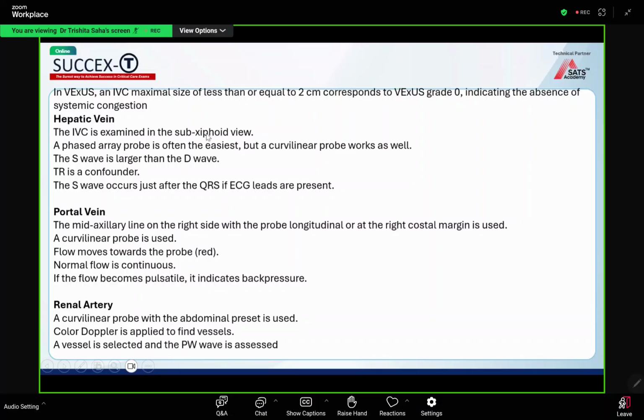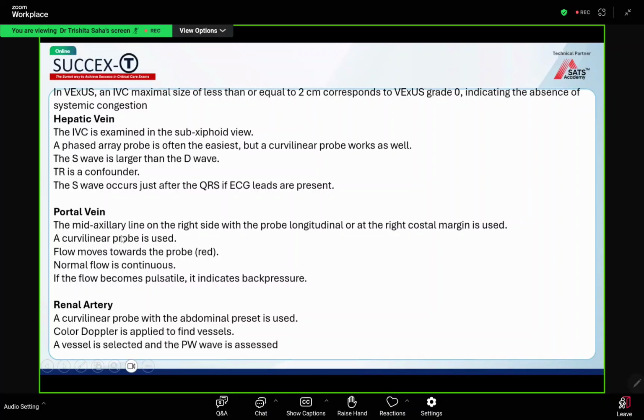The IVC is generally examined in the subxiphoid view. A phased array probe is often the easiest, but a curvilinear probe works well as well. If we find the IVC hepatic vein junction, at that junction you put the Doppler and you find the S and D waves. But tricuspid regurgitation is a confounder. The S wave has to be correlated with the ECG. The S wave occurs just after the QRS, so ECG leads are a must for doing a VExUS.